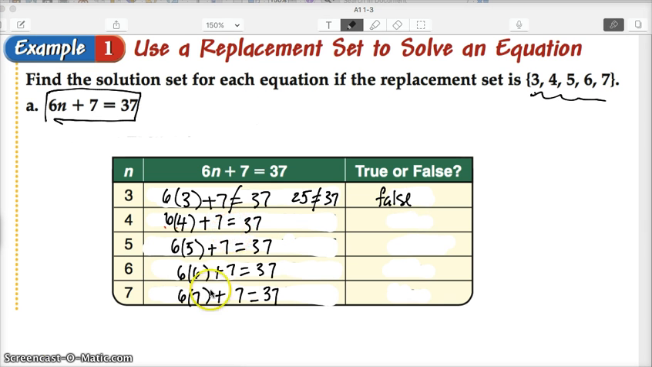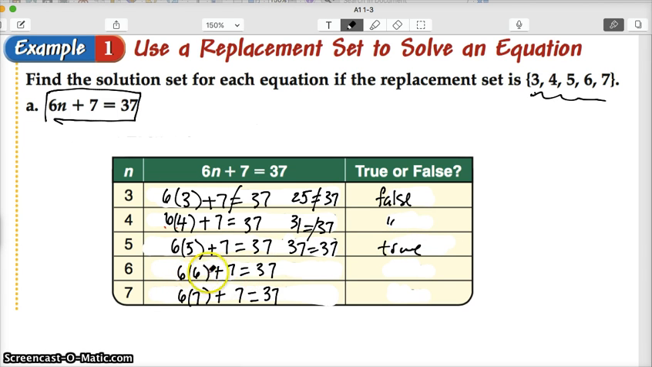Continuing on. I'm just going to plug everything in. This is going to be 24 plus 7, which is 31 equals 37. No way. So again, we have another false one. Here we have 30 plus 7, which is going to give me 37. And yes, we've got a true statement. This guy's true.